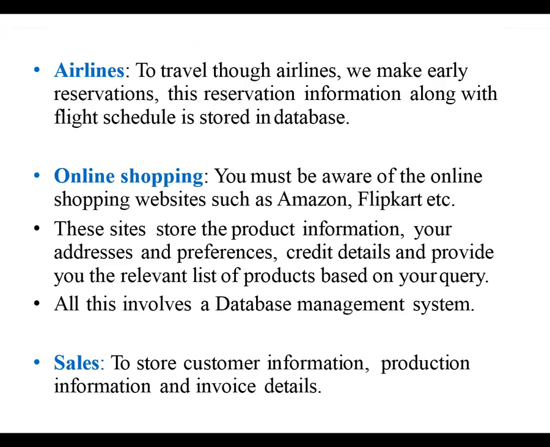Online shopping: many people are doing online shopping on websites like Amazon and Flipkart. There are multiple sites, but these online websites keep track of the products you are buying. Amazon has information like your name, where you are located, the delivery of your product, and what you are interested in buying. That type of information is also stored in online shopping.